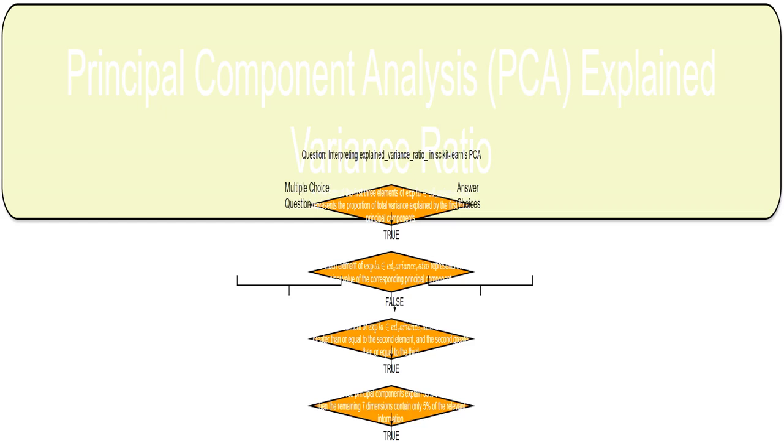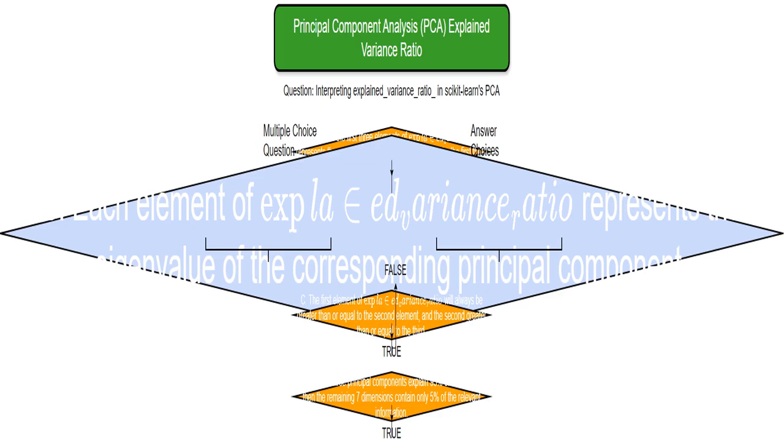The explained variance ratio shows how much of the total variation in your data is explained by each principal component. Adding up the first three tells you the total proportion of variance explained by the top three. This is incorrect. The explained variance ratio is not the same as the eigenvalue. Think of it like this. The eigenvalue shows the amount of variance, while the explained variance ratio shows the percentage of total variance.